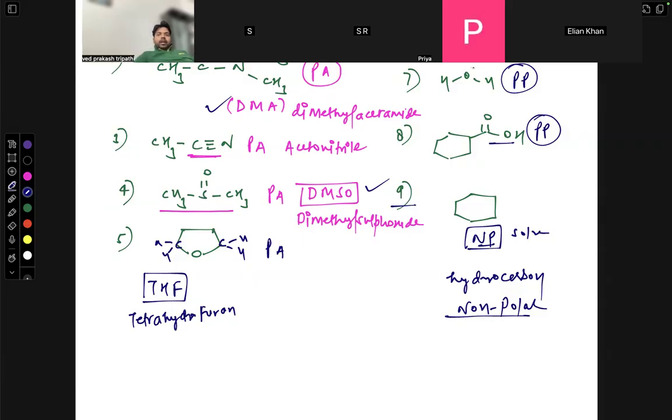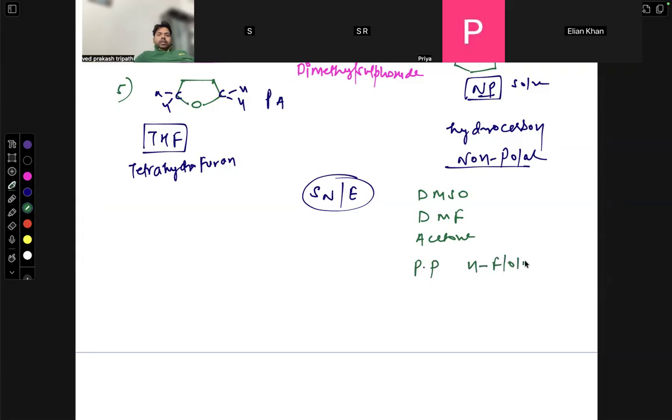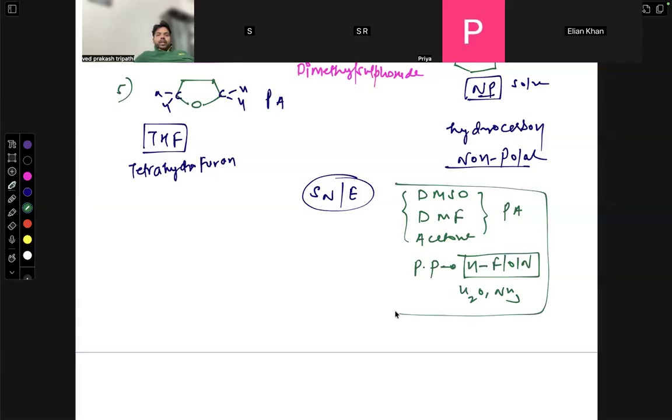Perfect. And one more thing I would like to tell you. If you are going to cover substitution reaction and elimination reaction, then you should know especially these solvents like DMSO, DMF, acetone, and polar protic is very simple one, like whenever hydrogen is bonded with fluorine, oxygen, and nitrogen in any structure. Generally H2O and ammonia is the most common one. So these three in the polar aprotic, and in polar protic, this one is very important. So you should know this one at least.